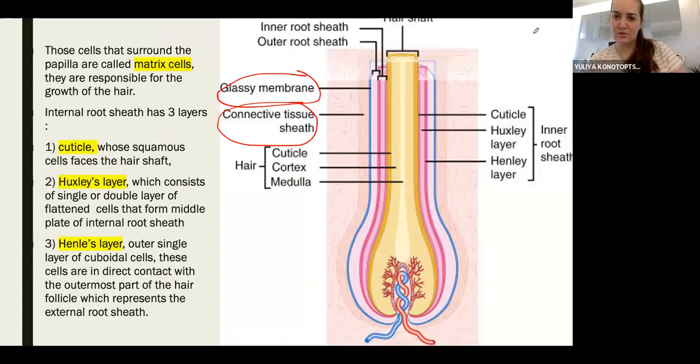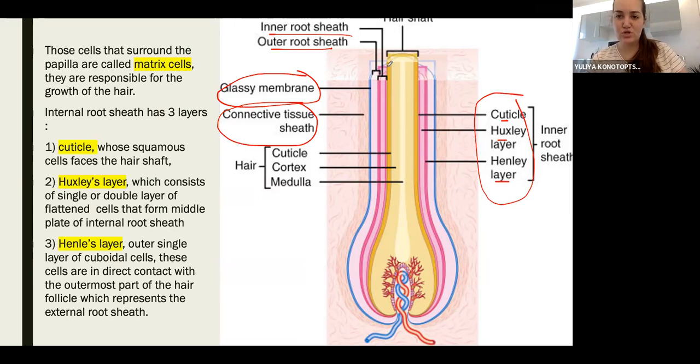So let's do the layers. What do we have? The most outer connective tissue sheath, then glassy membrane, then outer root sheath, then inner root sheath. Inner root sheath will also have sublayers that we call Henle, Huxley, and then cuticle. Okay, so Henle, Huxley, and then cuticle. Do we see them on the slide? No, it's more of a theory question, but still you need to notice.